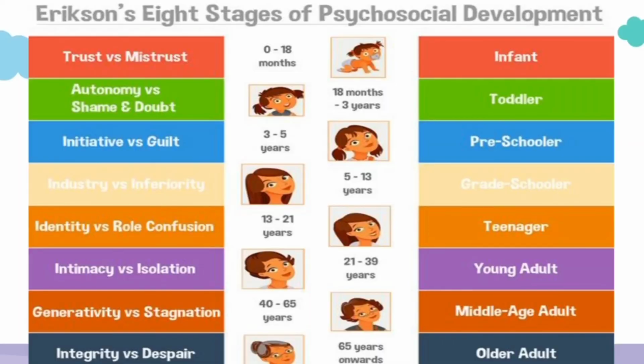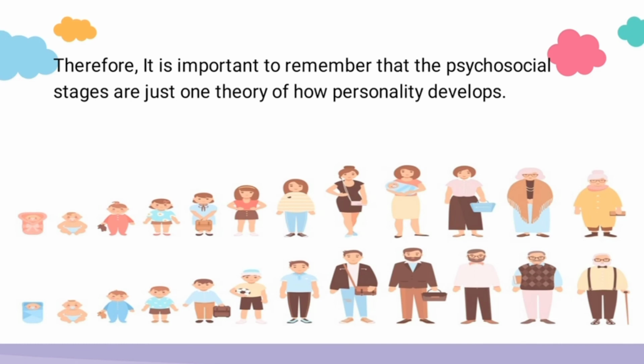So all things considered, these are the 8 stages of Erikson's psychosocial development theory. Therefore, it is important to remember that the psychosocial stages are just one theory of how personality develops. And the theory can be a helpful way to think about some of the different conflicts and challenges that people may face as they go through life.